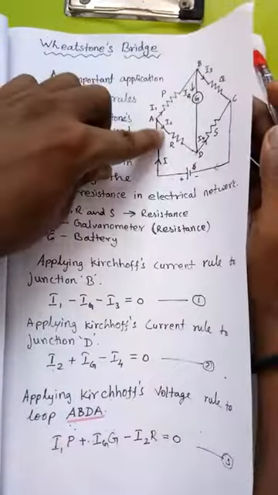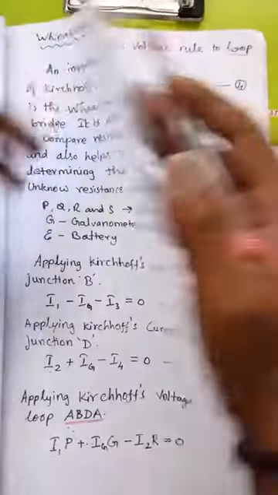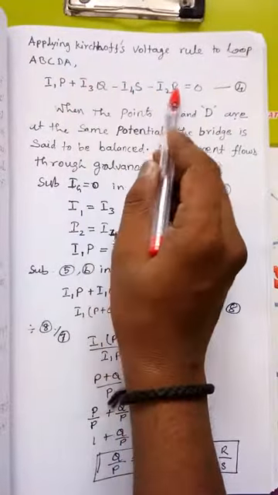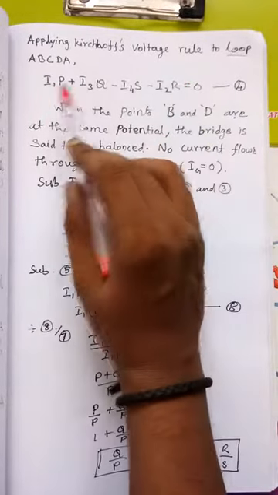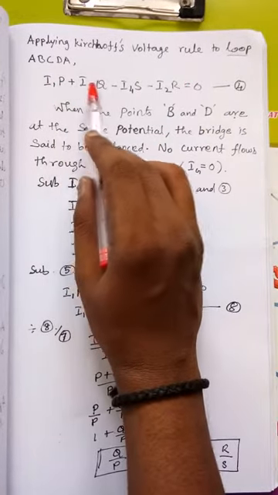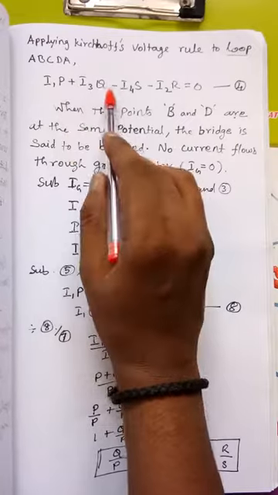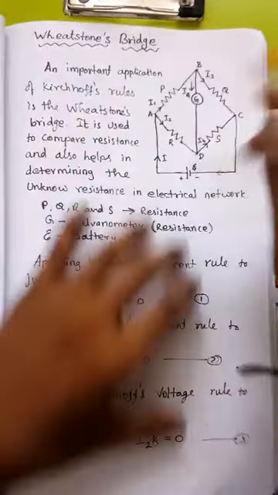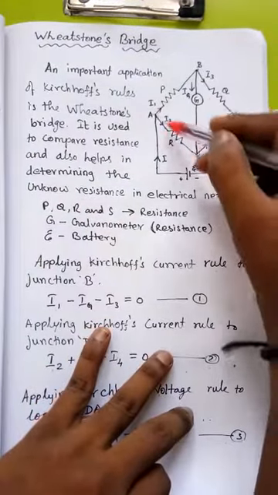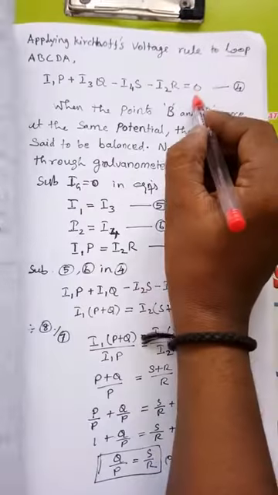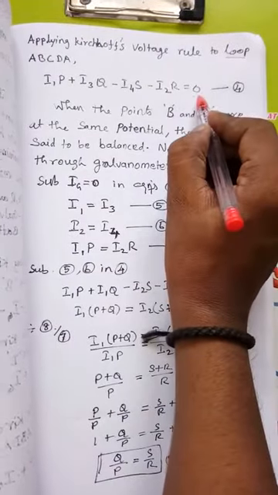Next, this is also opposite, minus I2 into R. So the sum of the currents is equal to the sum of the products of resistance into current, which is equal to the sum of the EMF. In this box there is no battery, so again it will become 0 only. No battery means 0.